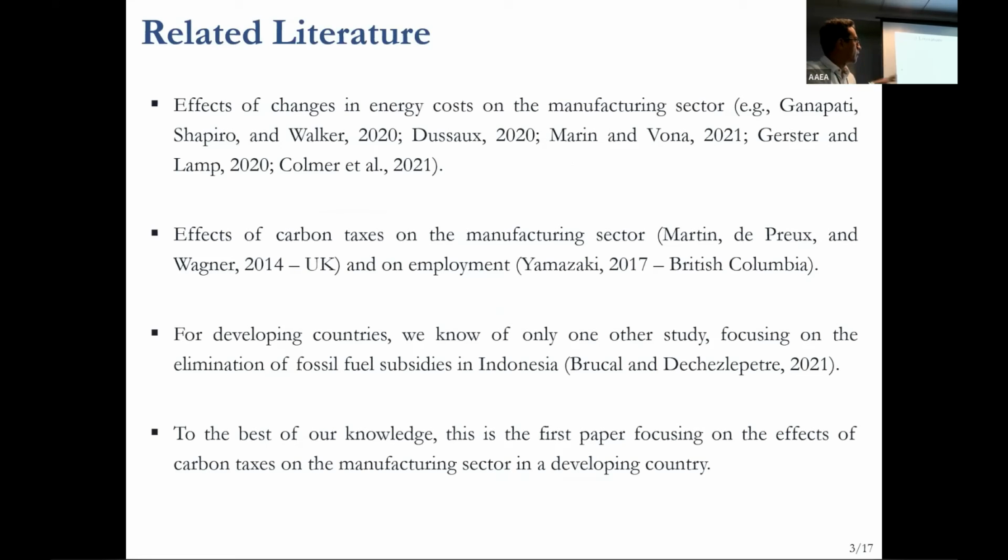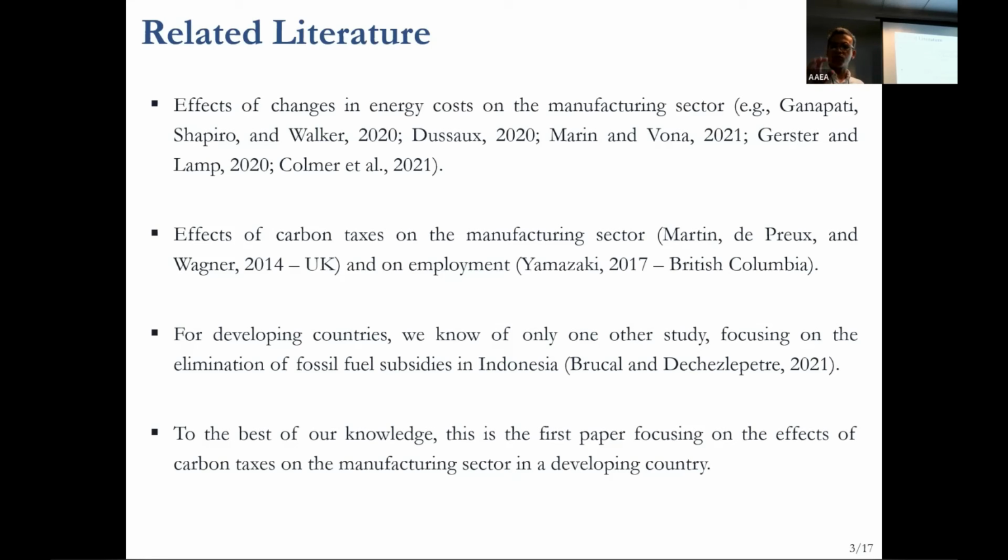And to tie it to the existing literature, there has been extensive work looking at the effect that energy costs have on the manufacturing sector. And there has been some work focusing precisely on carbon taxes for the manufacturing sector. Specifically in the UK, there's one in a setting very similar to ours, showing a reduction in emissions and a reduction in use of the taxed fuels, but no effects on employment or sales. And the same for Yamazaki's work on British Columbia, looking at total employment.